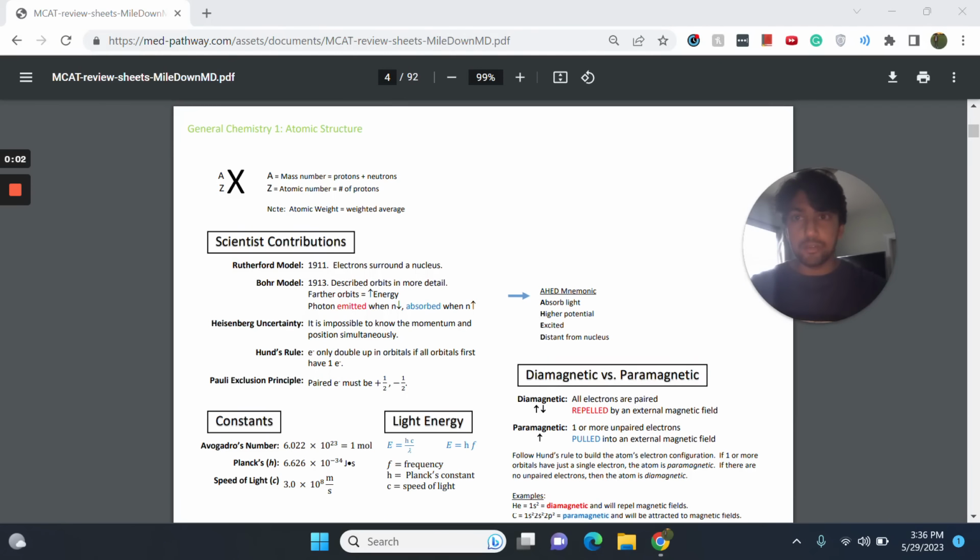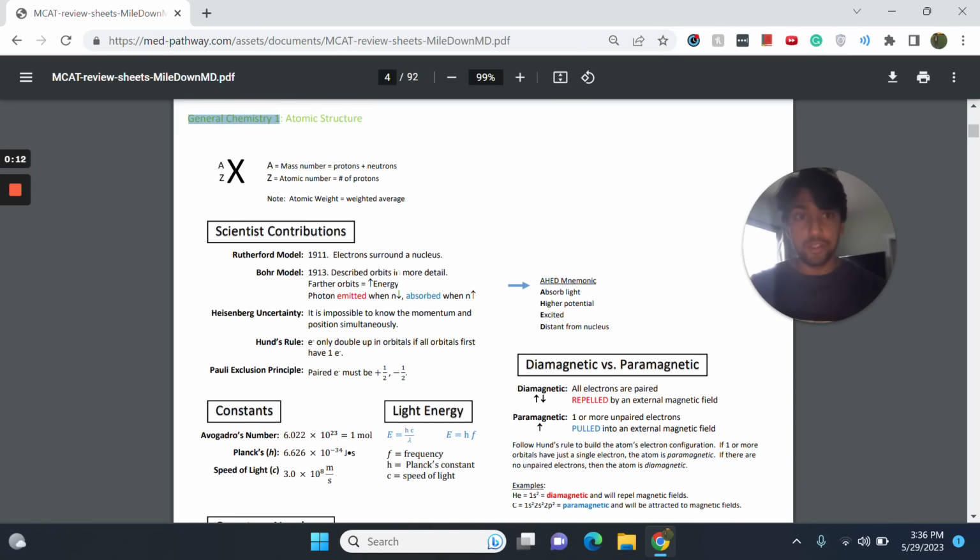So today I want to review all of the general chemistry that you need to know for the MCAT. I got a 100th percentile on the MCAT about 2 years ago, and my primary source of studying was the Milesdown Review Sheets. It's a really fantastic resource for learning pretty much everything you need to know for the MCAT.